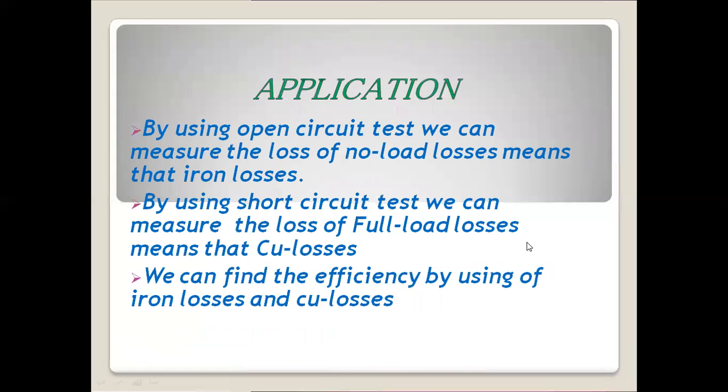So the application is that by using the open circuit test, we can measure the no load losses, meaning the iron loss. By using the short circuit test, we can measure the full load losses, that is the copper loss. The no load loss, that is the iron loss, can be measured from the open circuit test. The full load loss, the copper loss, can be measured from the short circuit test, and we can find the effective efficiency by using the iron loss and the copper loss, and also we can comment on the voltage regulation of a transformer.